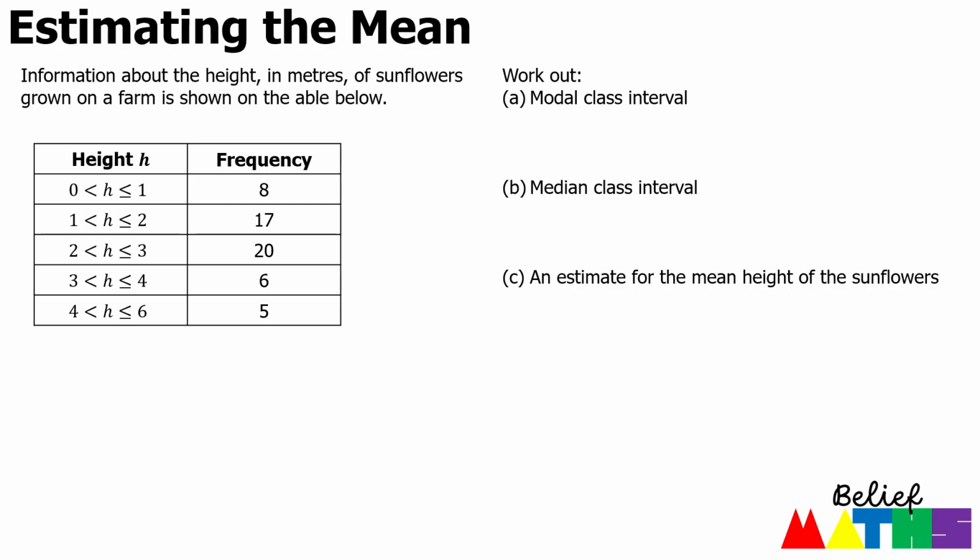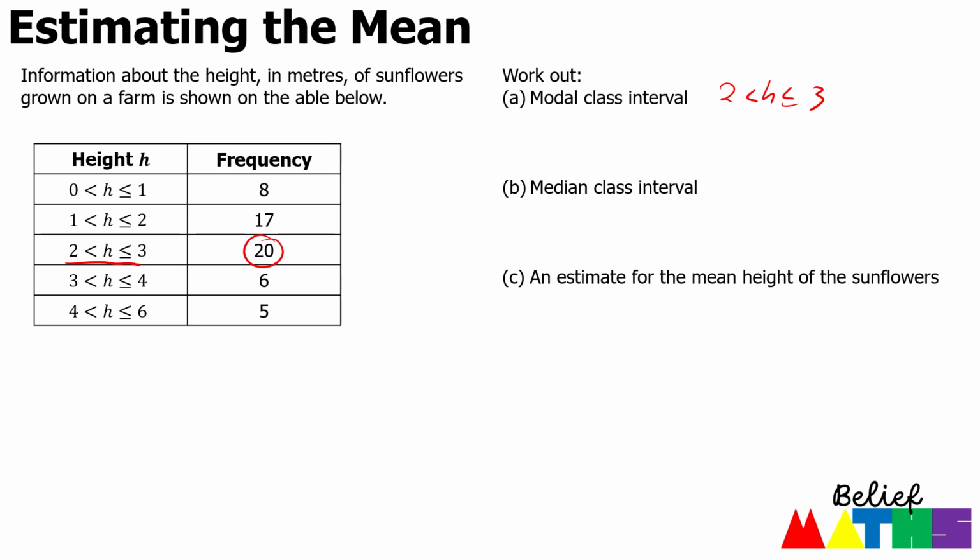Now this question is estimating the mean or finding data from a frequency table. So very simply, the modal class interval is the one with the highest frequency. So we want to find the box that has the highest frequency, which is this, and the class interval then is this one. So it's 2 less than h less than or equal to 3, and that's your modal class interval. Your median class interval means you want to find the middle person, so we need to know how many people there are in total.